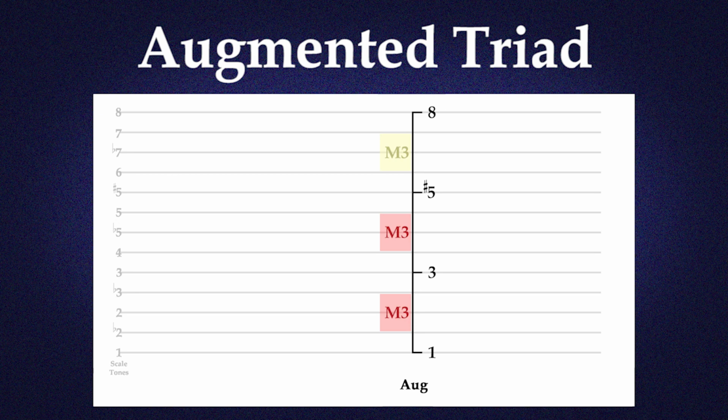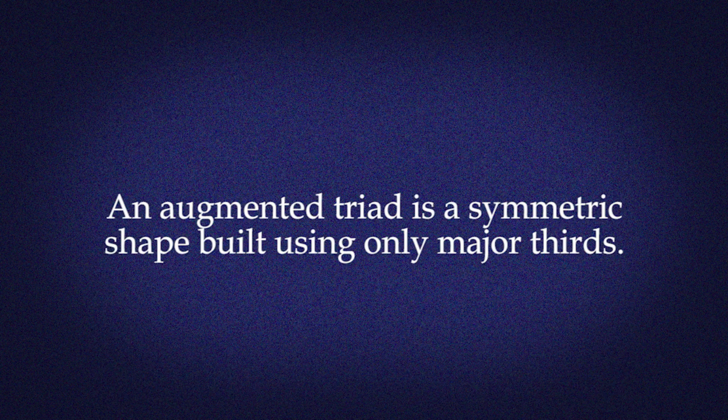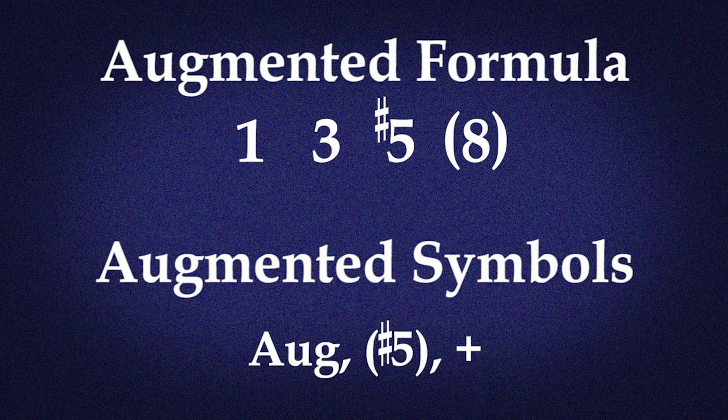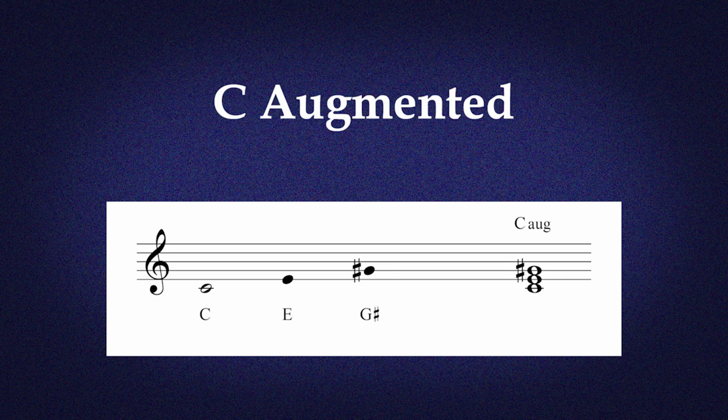If you recall from the symmetric scales lesson, I mentioned that some of the results of building symmetry within a major scale would result in chord shapes. An augmented triad is one such shape. Its formula is 1, 3, sharp 5. A C augmented triad is spelled C, E, G sharp.